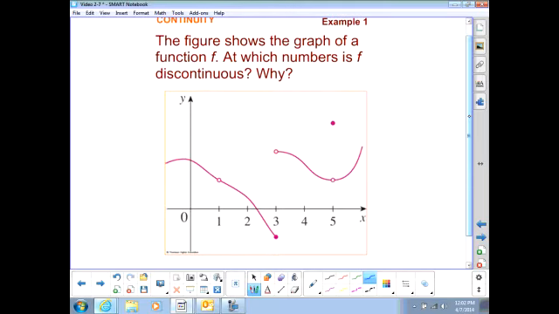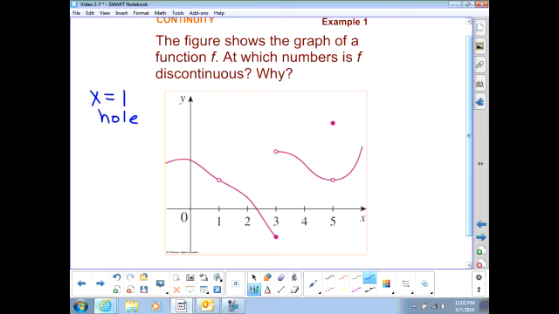Now in this picture, we want to see where it's discontinuous and why. Well, the first place we're discontinuous is at x equals 1. And the reason why is we have a hole there. A hole can be picked out from an equation when you have parts that cancel out. So if there's a factor in the numerator that cancels with a factor in the denominator, that's what creates a hole in your graph.